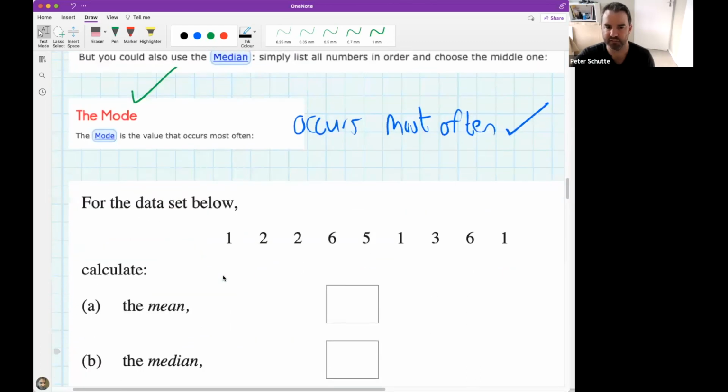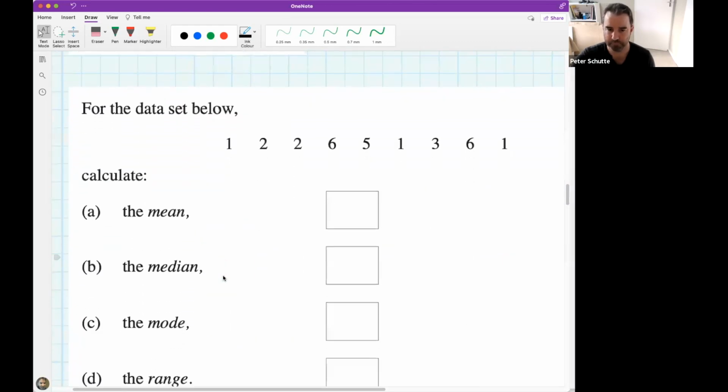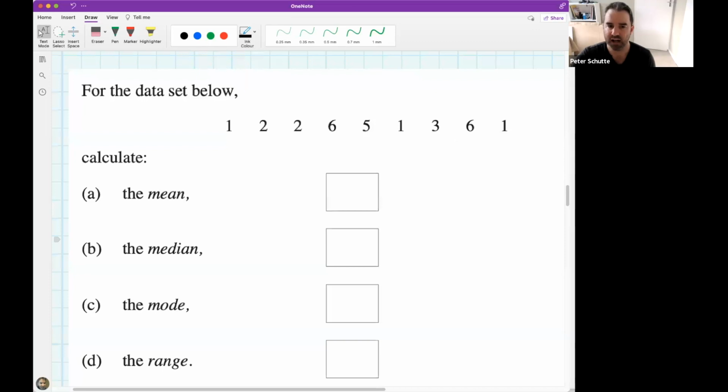So for the data set below, let's let you do this initially. I want you to find me the mean and the mode for this data set. Based on what you know, find me the mean and the mode of this data set. What is the mean? What is the mode?